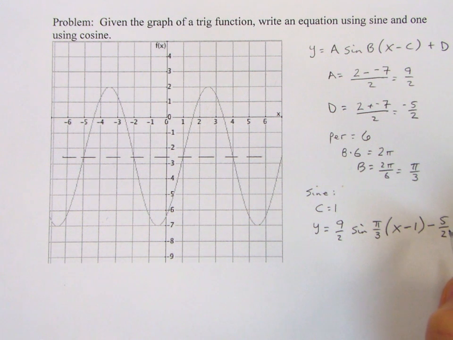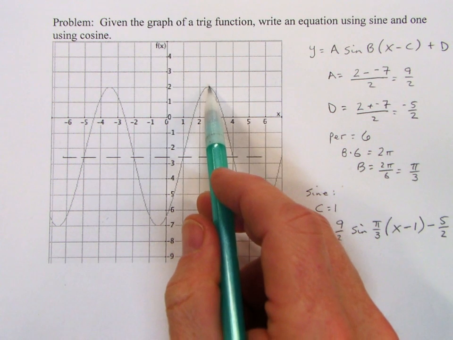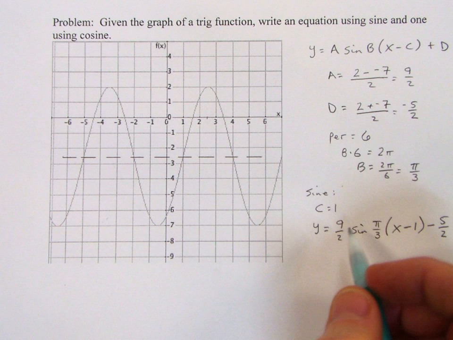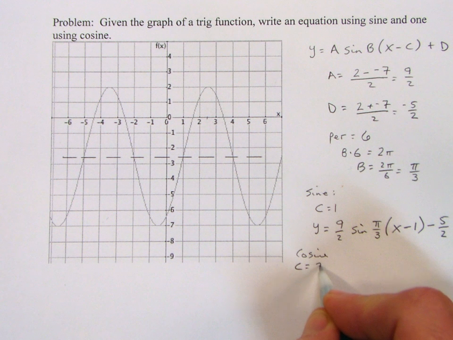Now let's do it for a cosine graph. Cosine starts either at the high or the low. The simplest version, I should say, is when we're going to be at the high value. So here's a high value. What is that x value? That x value is 2.5. So we could say cosine, if c is 2.5.